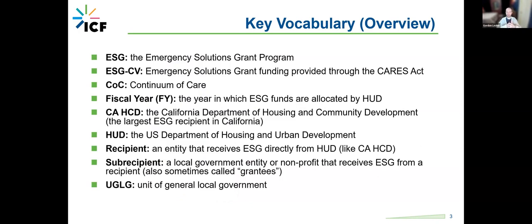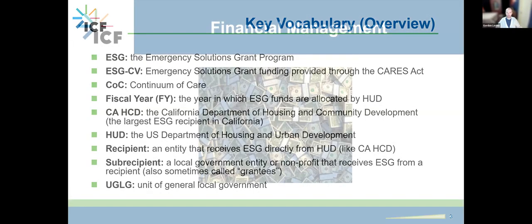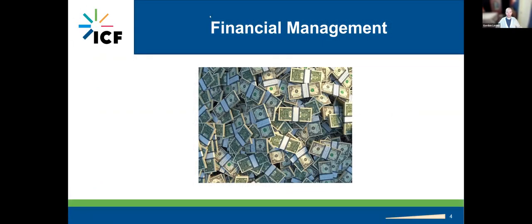A recipient is an entity that receives ESG directly from HUD, like HCD. A subrecipient is a local government entity or nonprofit that gets ESG directly from a direct recipient. These are also sometimes called grantees. Finally, a UGLUG, which is my favorite acronym in the world, is a unit of general local government. We're talking about, for example, your local Department of Housing. It's just another way of talking about divisions of government that aren't just the city of X or the county of X. Turning it over to Mike to give us an overview of financial management.